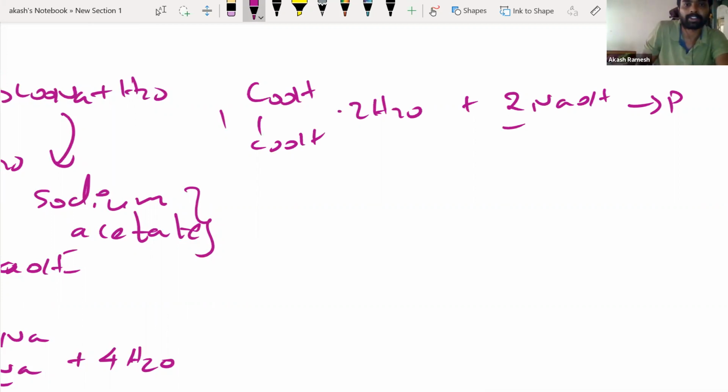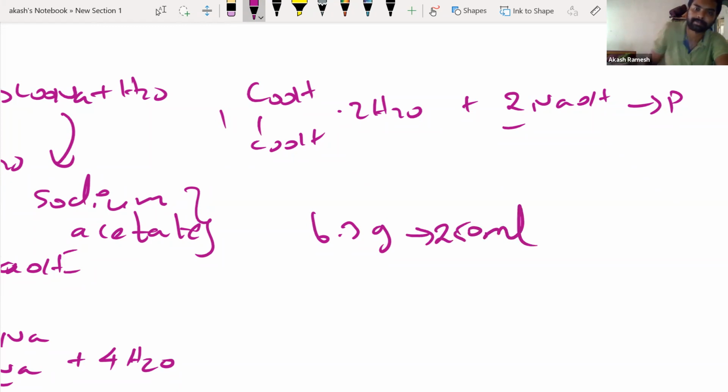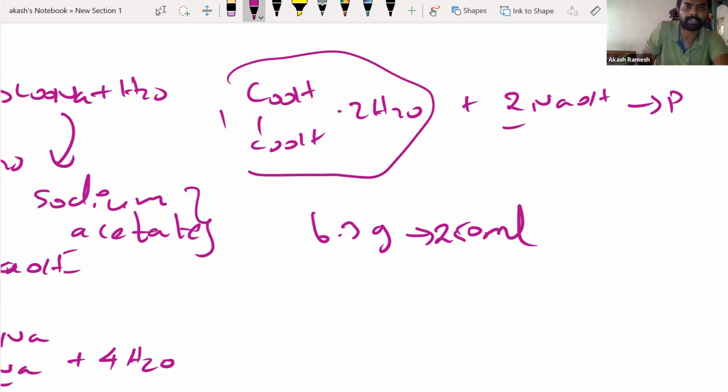Okay, fine. So now what data is given to us? They have given initially 6.3 grams of this oxalic acid, and it is diluted to 250 ml. Now we can calculate the molarity easily. So can someone tell me what will be the molecular mass of this COOH, CO2, H2O? What is the molecular mass?